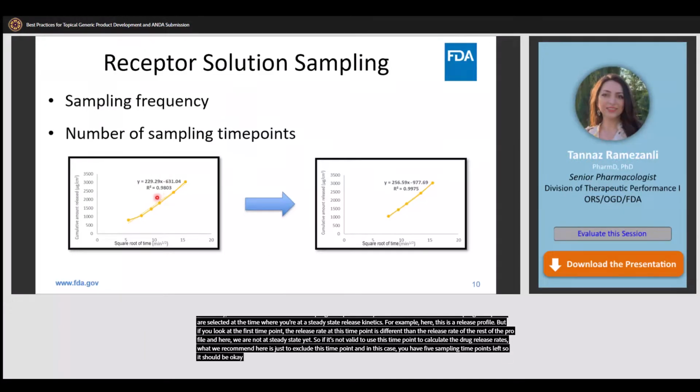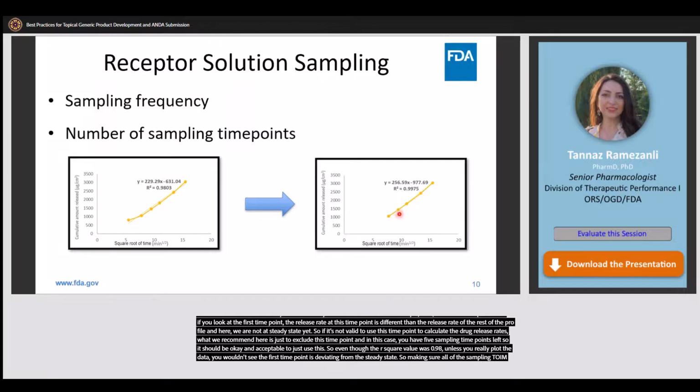So even though the R-square value was 0.98, unless you really plot the data, you wouldn't see that the first time point is deviating from steady state. So making sure that all the sampling time points that are selected are at the steady state release.